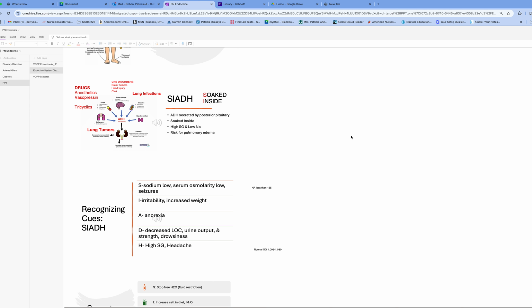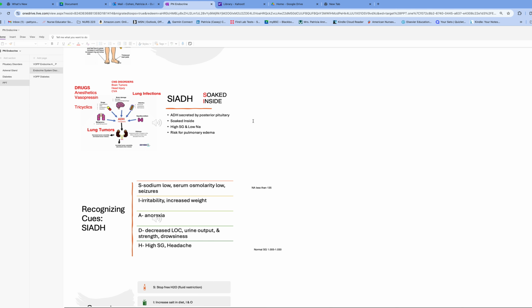SIADH can happen for a number of reasons, right? So the patient could have TBI, could have brain surgery. Lung infections also can trigger SIADH, lung tumors, lung cancer, and certain drugs. Okay, so remember, it's secreted by the posterior pituitary. Patients are soaked inside. And this is what students get mixed up. They have a high specific gravity and a low sodium.